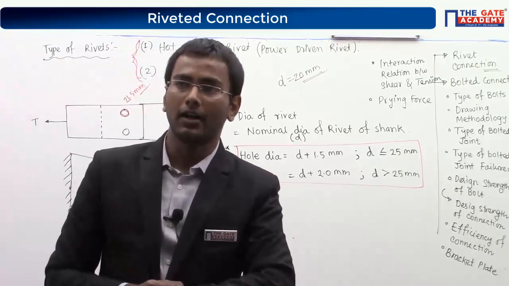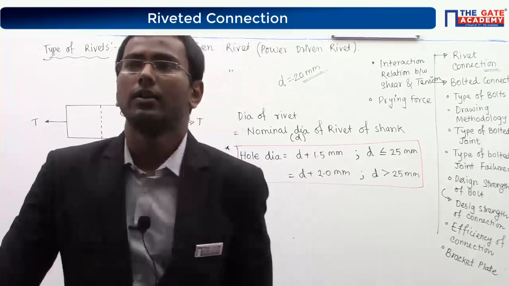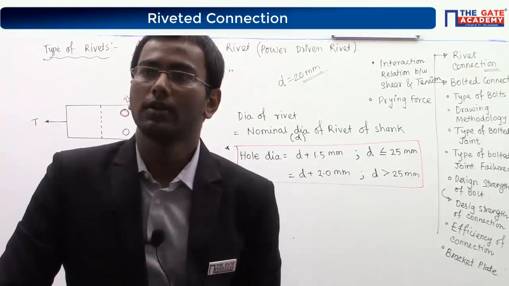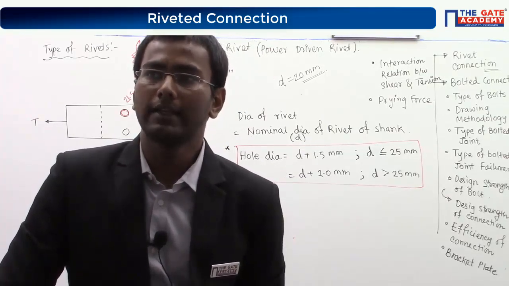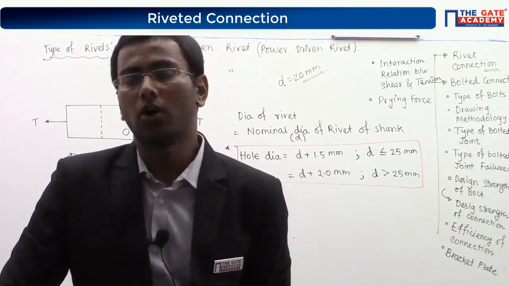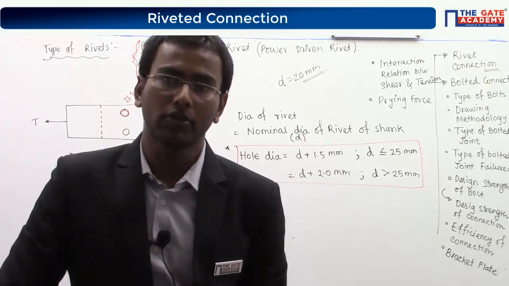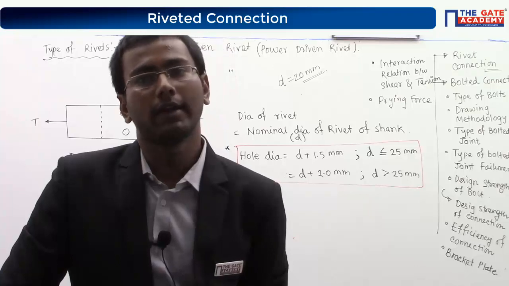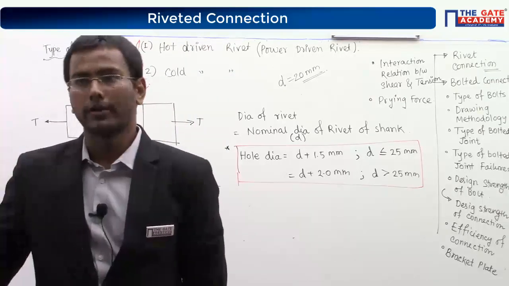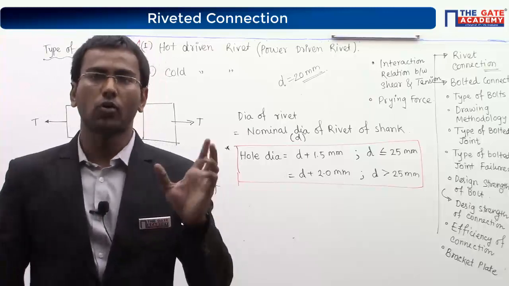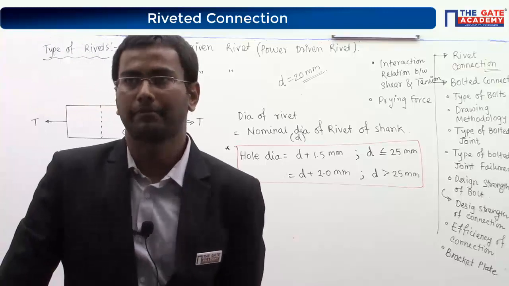So I am getting a couple of answers, hot and cold, and Rituraj is asking, is it necessary to make the diameter of the hole more in case of cold driven rivet? Of course, always in riveted connections, if I choose the diameter of the rivet, I have to make the hole with increased diameter. Always. This is actually a codal provision. We cannot deny it.